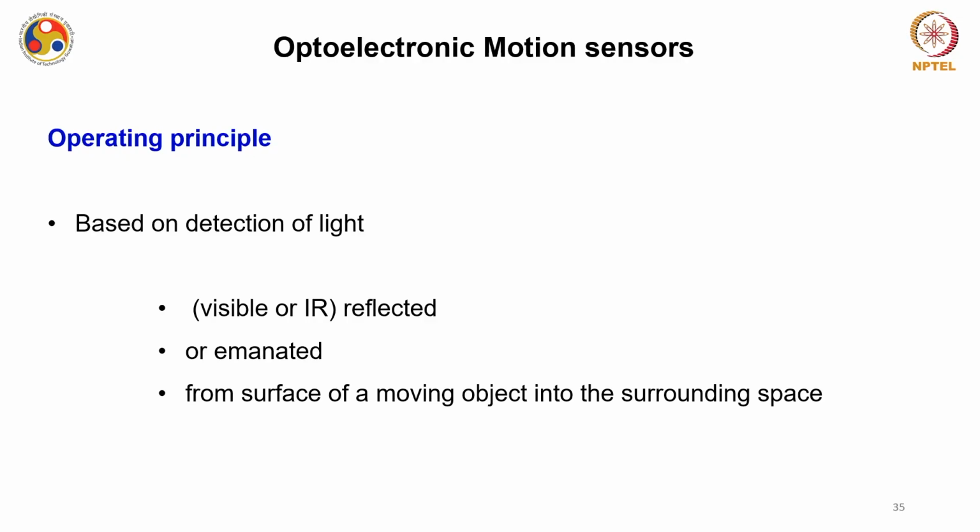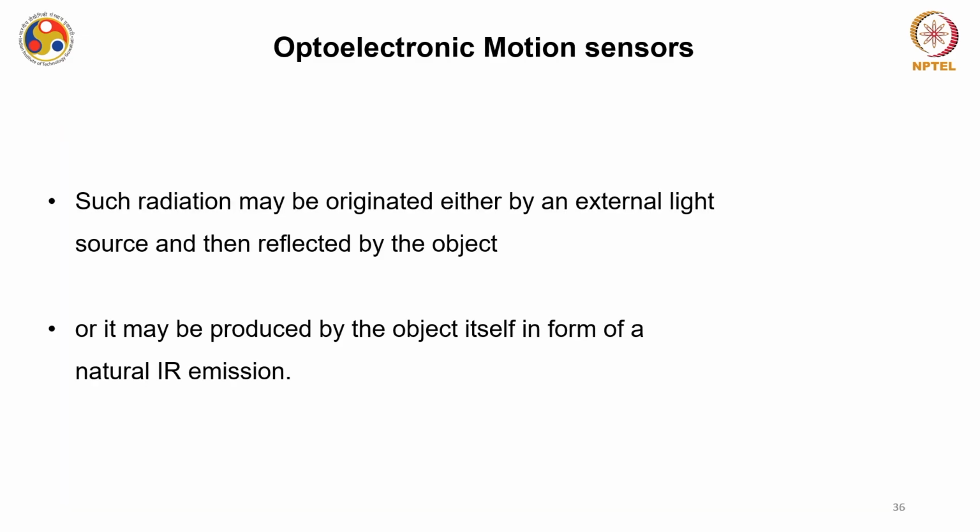Okay, so we can detect that light also and comment on its motion pattern. The IR is either reflected or emanated from the surface of a moving object into the surrounding space. Depending on the operating principle, I can have these two kinds of opportunities. These radiations may originate either from an external light, as I have mentioned, which I can use for the monitoring and which is reflected by the object, or the object may also have some natural IR emission.